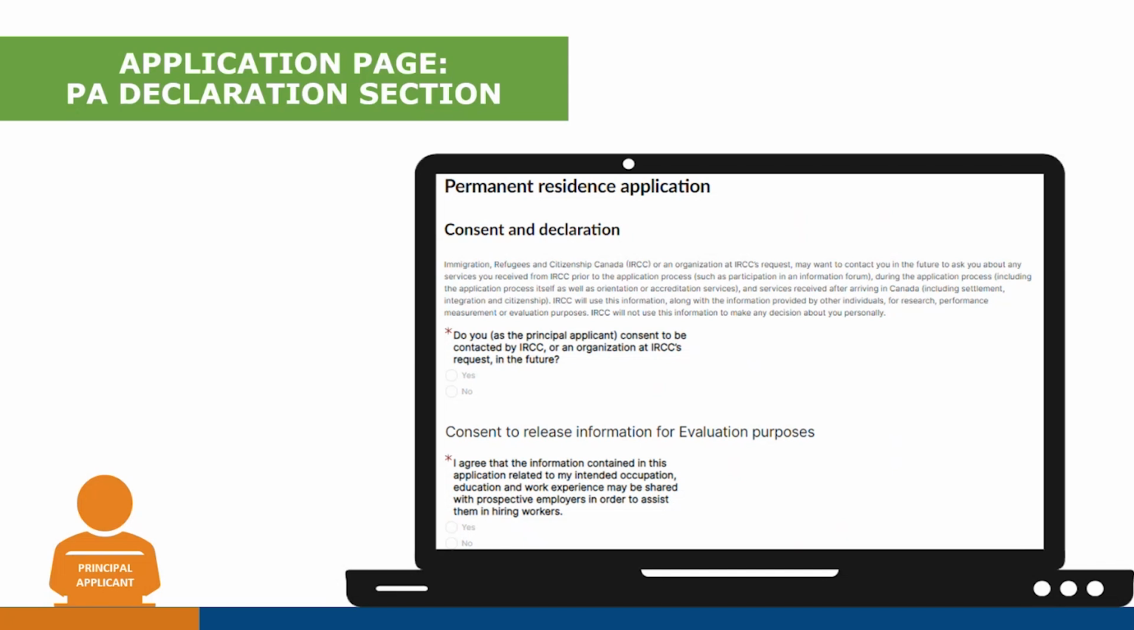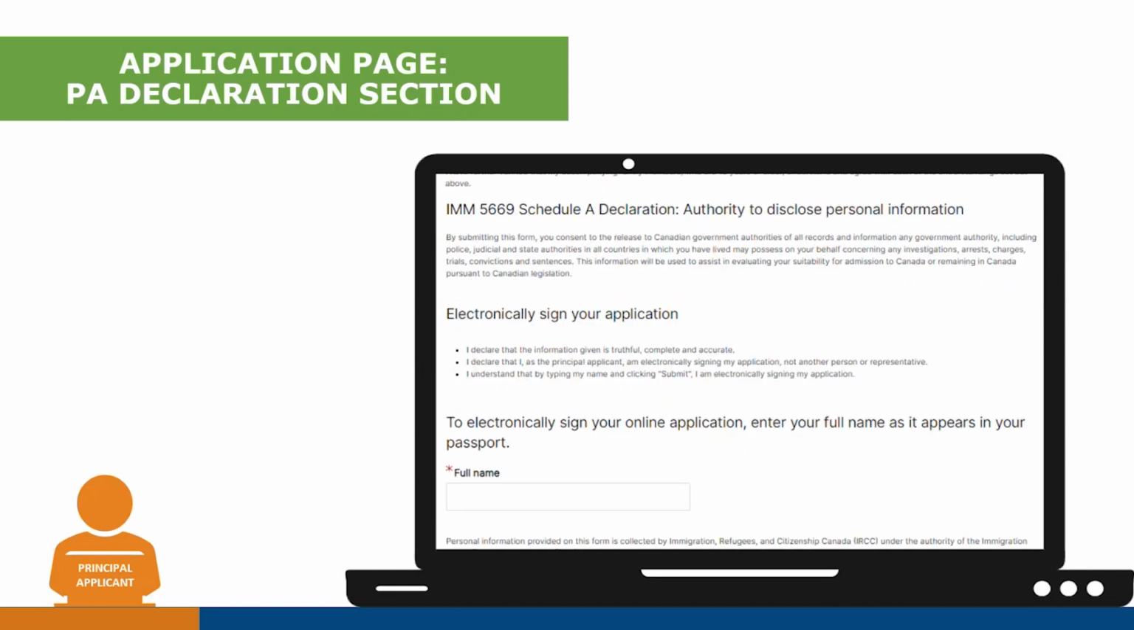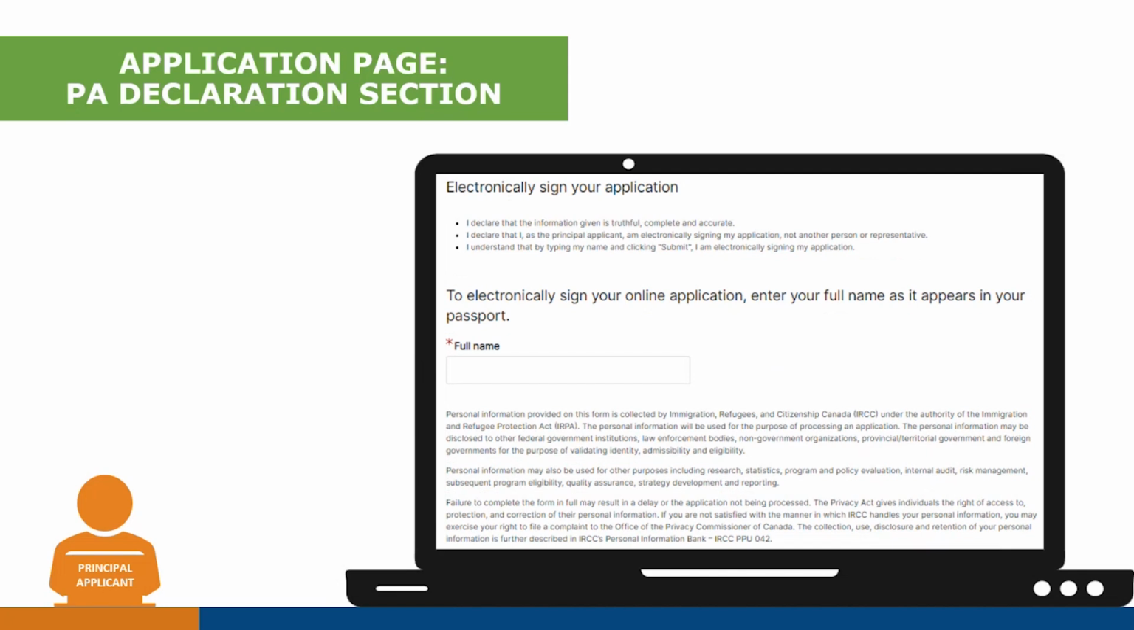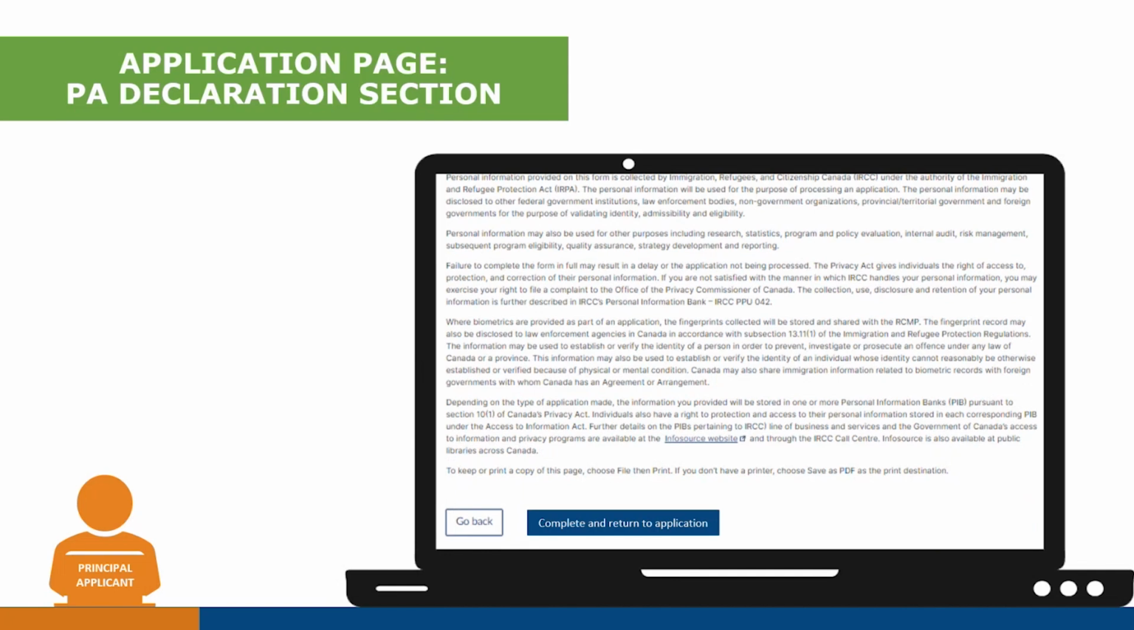When this online version of the form opens, the principal applicant will read the information here and then click on their preferred response options to these questions. Then they will need to scroll down and continue to read all of the information in this declaration so they understand what they are agreeing to. In order to give their consent, they will need to electronically sign the declaration by typing their name into the field here. Then they will scroll down where they will see the blue button is now active, which they can click on to continue.